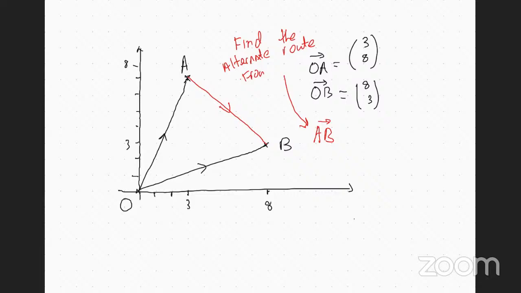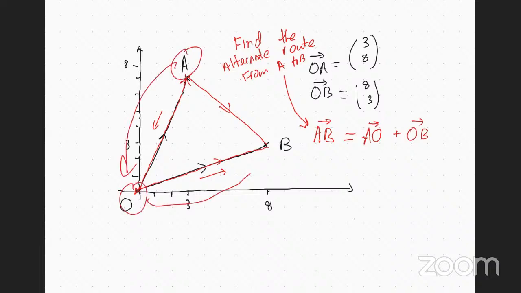So how do I get from A to B? Watch this. I'm starting at A and following the route of the triangle, going down to O. Then when I reach O, I follow the triangle and go to B. So to find AB, I start at A, go to O, and add that to starting at O and going to B. How do we represent that in terms of vectors? We write AO and OB.